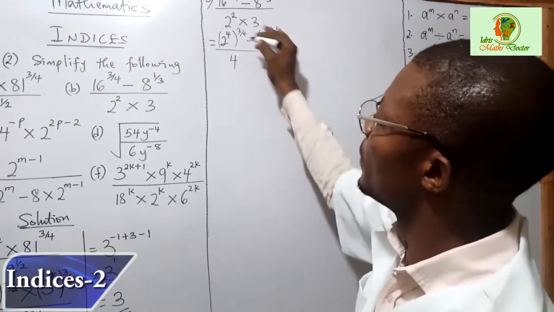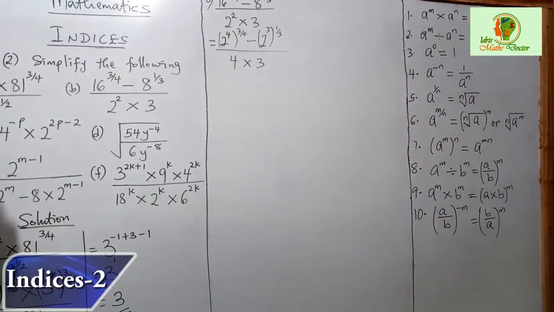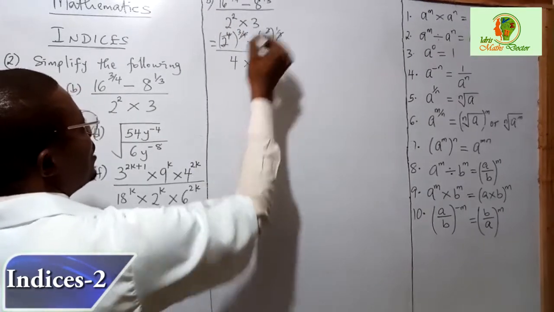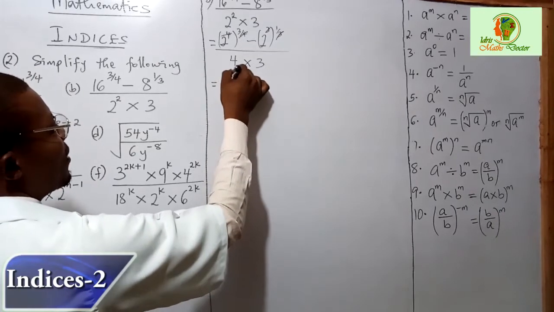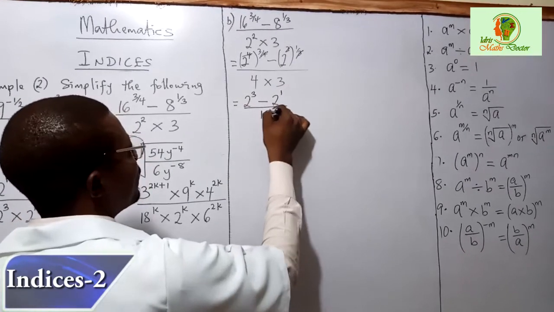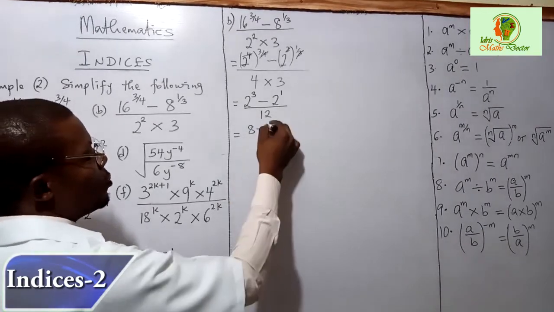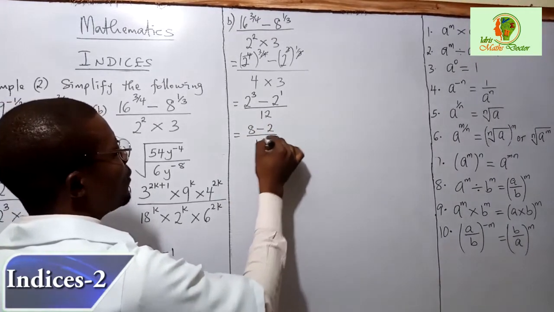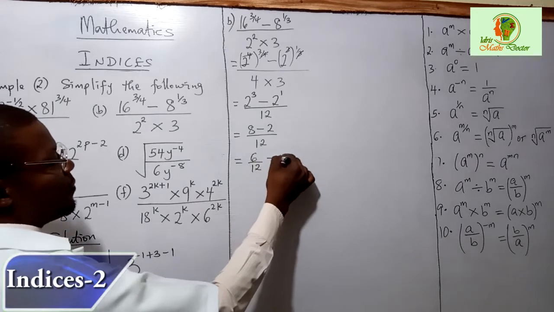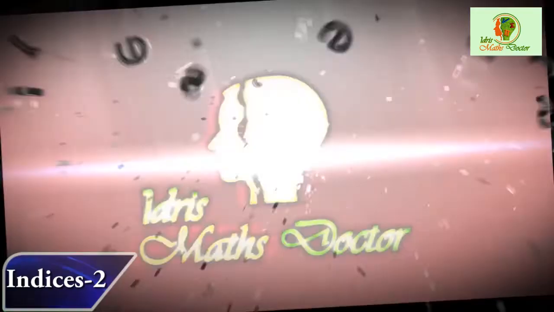Then we have 3. Again, the power inside multiplies the power outside, so this is going to cancel this. This will cancel out this. So we have 2 raised to power 3 minus 2 raised to power 1, all over 12. 2 raised to power 3 is 8. 2 raised to power 1 is 2, all over 12. 8 minus 2 will give us 6. And 6 divided by 12 will give us 1 over 2. We just have to reduce it to its lowest term. That is the answer to B.